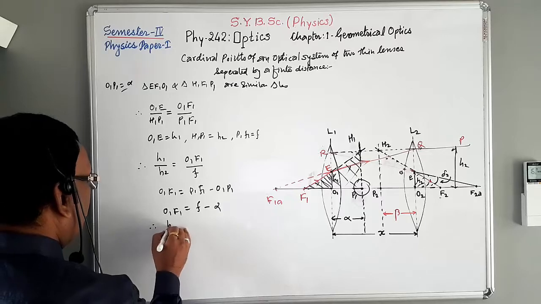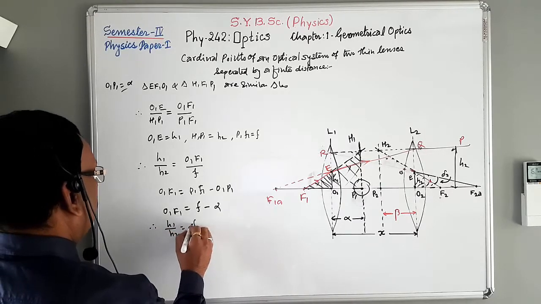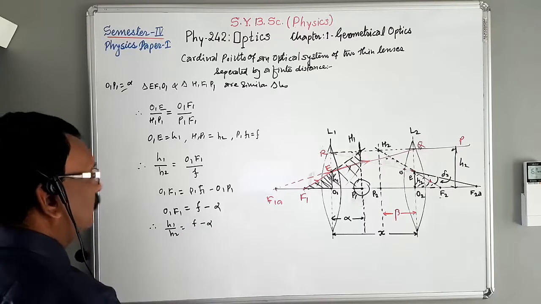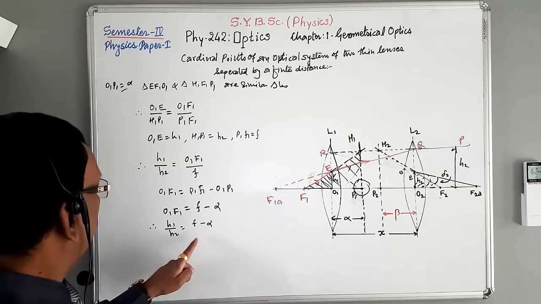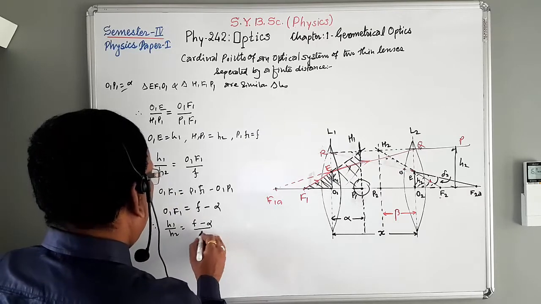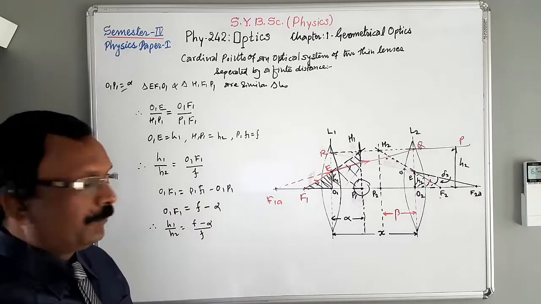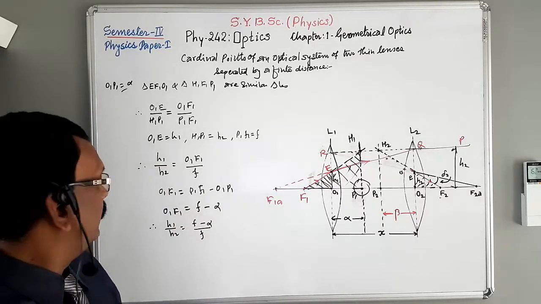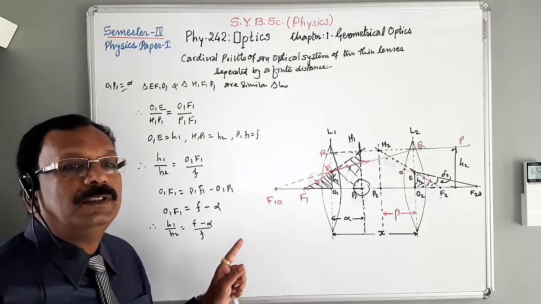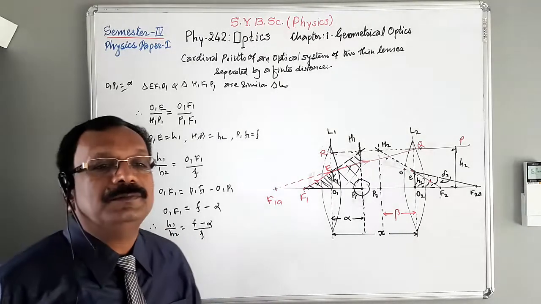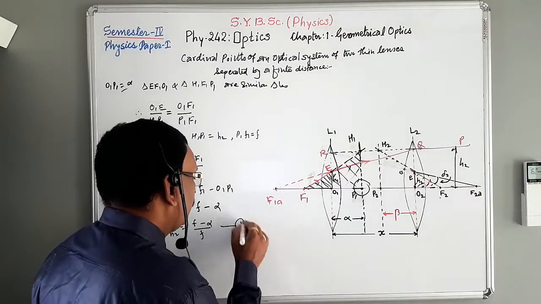We have h1 upon h2 is equal to (F minus alpha) upon F, this F. So we obtain the value of this h1 upon h2. Suppose this is equation 1.